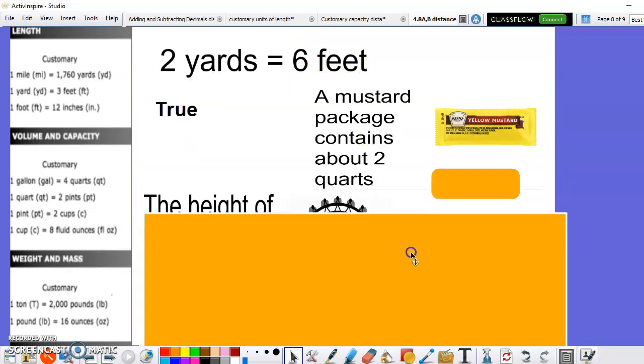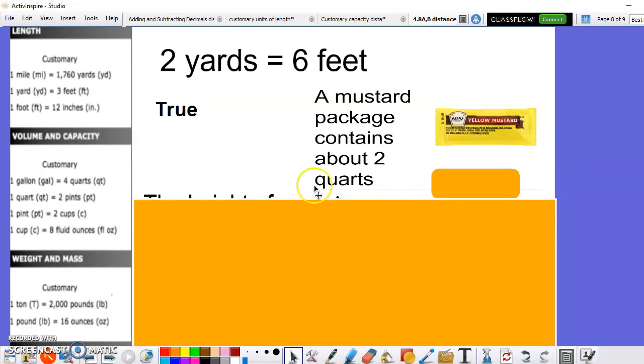A mustard packet contains about 2 quarts. Well, we know that there's 4 quarts in a gallon, so could there be 2 quarts in a little mustard packet? That's not reasonable. So that answer is false.